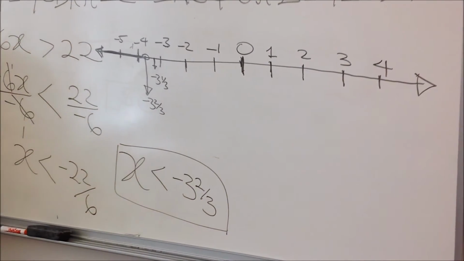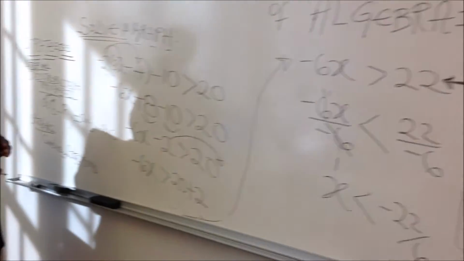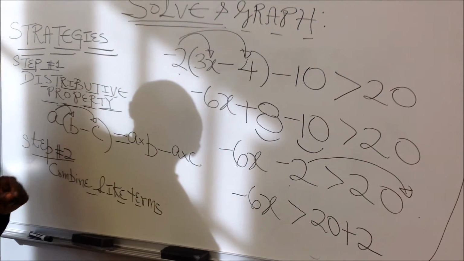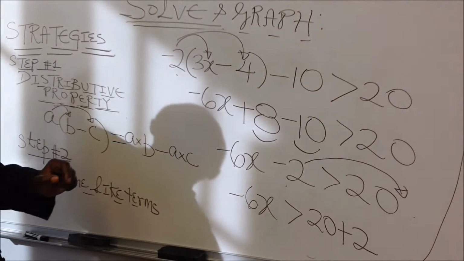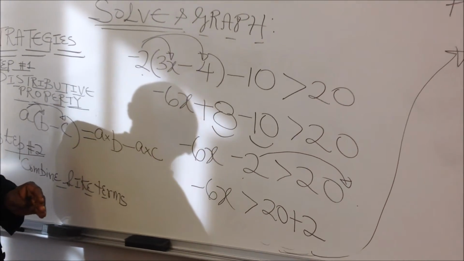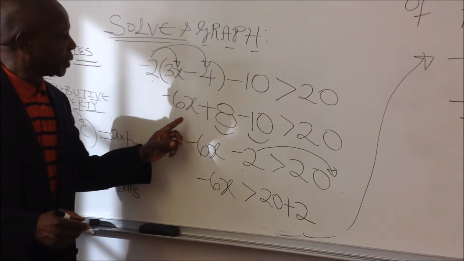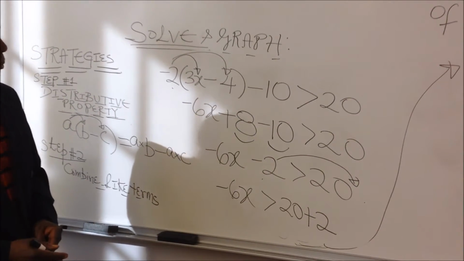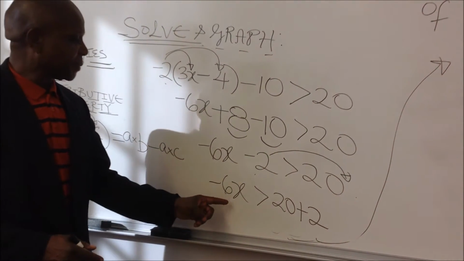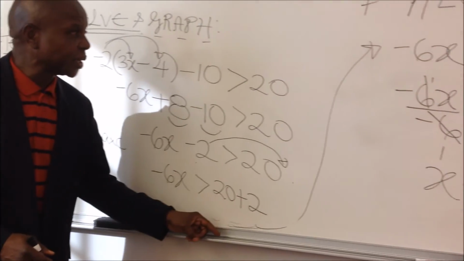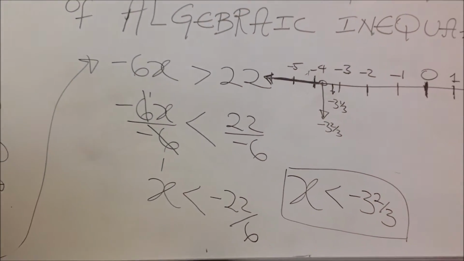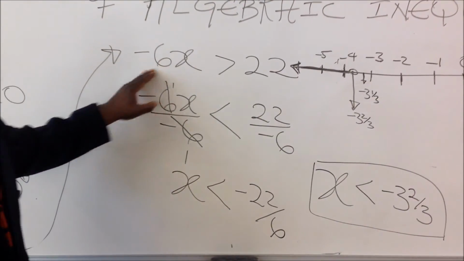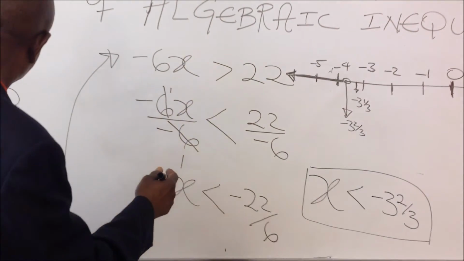So let us quickly go over this problem one more time. Step number 1, we used distributive property. And by using distributive property, we were able to obtain negative 6x plus 8 minus 10 greater than 20. After simplifying the problem, we were able to obtain negative 6x greater than 20 plus 2. And of course, we were able to then obtain the fact that negative 6x is greater than 22.